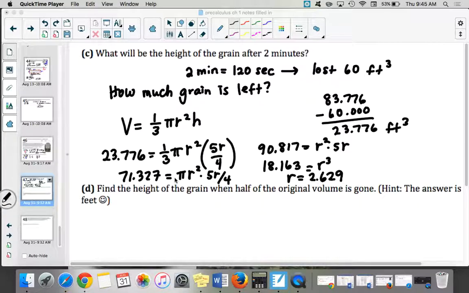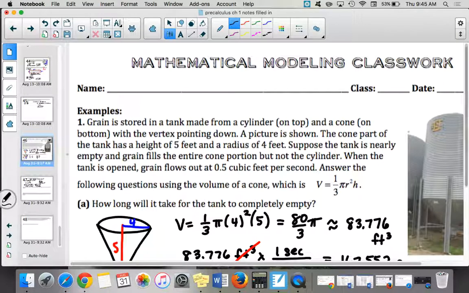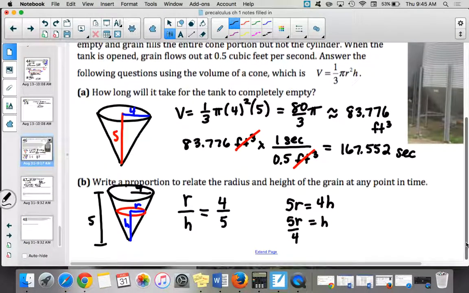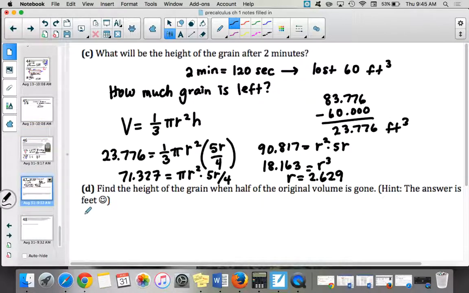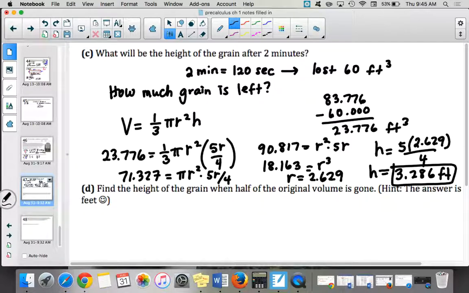Okay, so it says, what will the height of the grain be after 2 minutes? We just found the radius, so we need one last step. If we go back here and look at our way to relate our r and our h, h is equal to 5r over 4, right? So it's 5 times the 2.629 over 4. So I got 3.286 for my height, and that was in feet. Okay, tricky question.